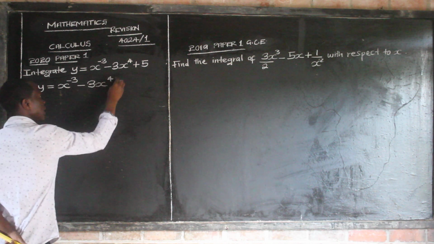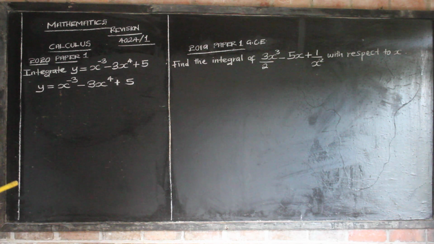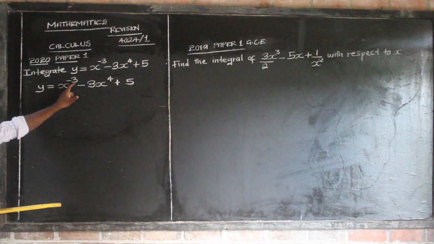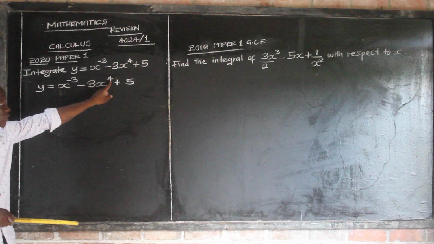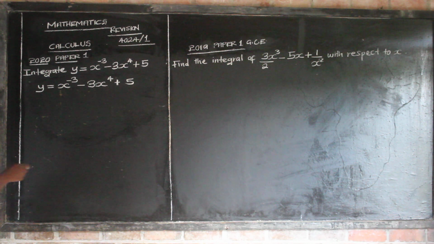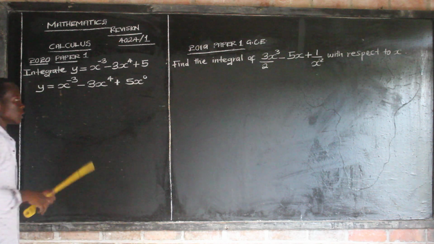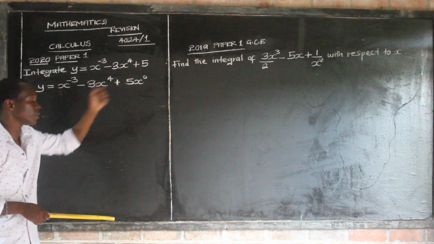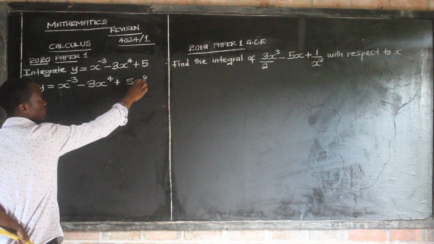Okay, so what we're going to do is, now in this case you realize the first term has been raised to the power negative 3, then the second term has been raised to the power positive 4, then we have got 5. Now this 5 can also be written as x to the power 0. Okay, so now this 5x to the power 0 is the same as 5, because when you differentiate this one, 5x to the power 0, it's 1.